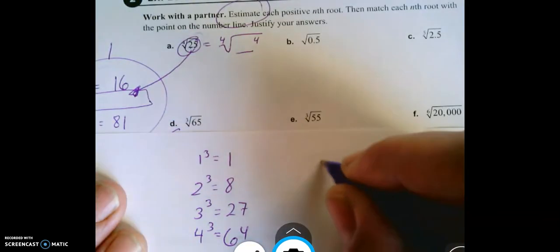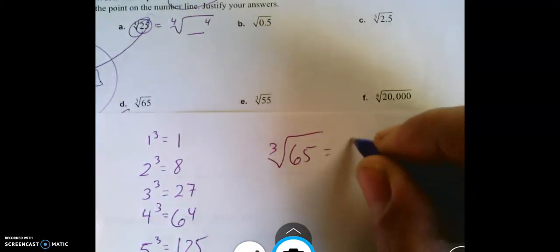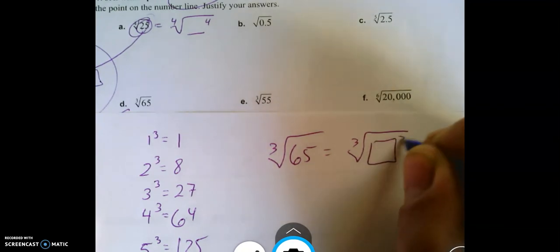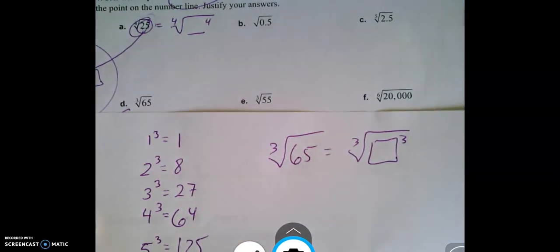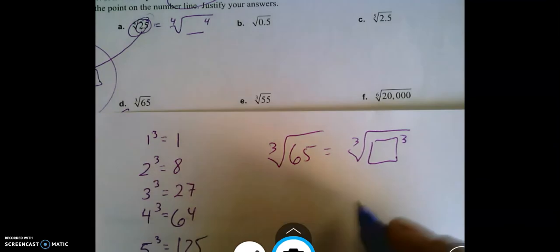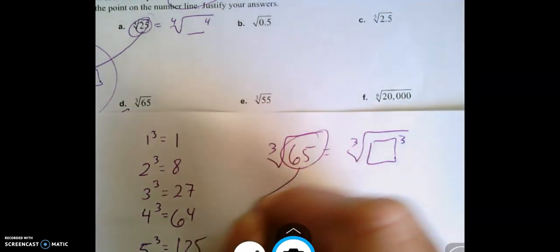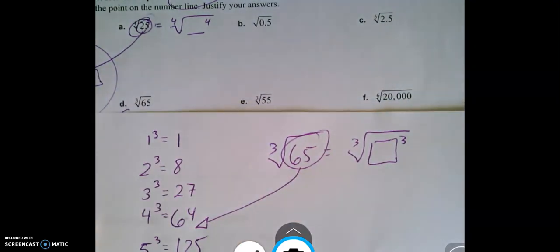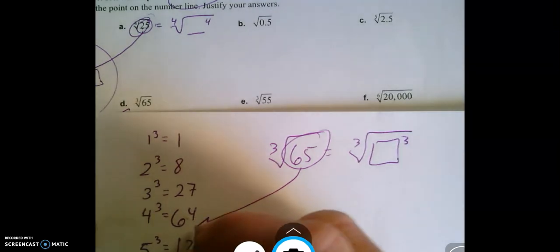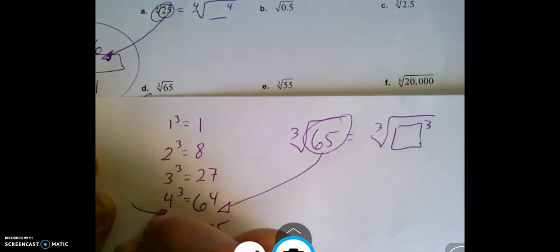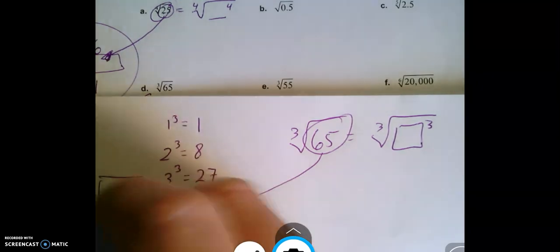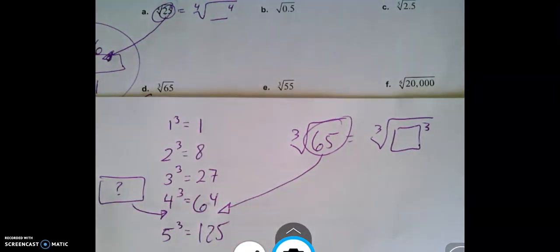Okay, so we're looking for the third root of 65. We're looking for something that would give us a 65. What number in this list would give us a 65? Well, 65 would be really close to here, just right past 64. So what it is must be something really close to 4.